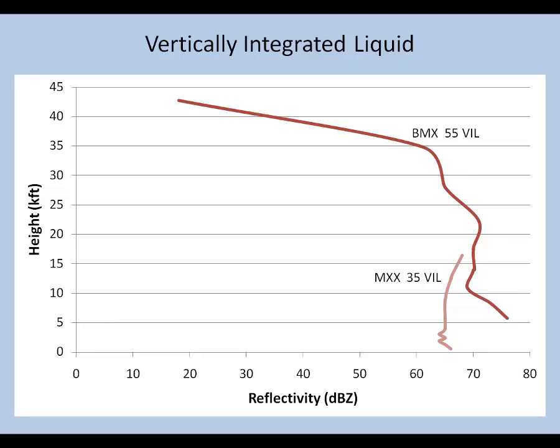Here are the two next to each other. Okay? So from BMX radar we have a 55 VIL. From Maxwell we have a 35 VIL.